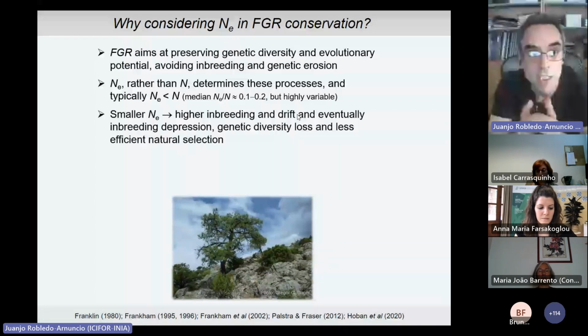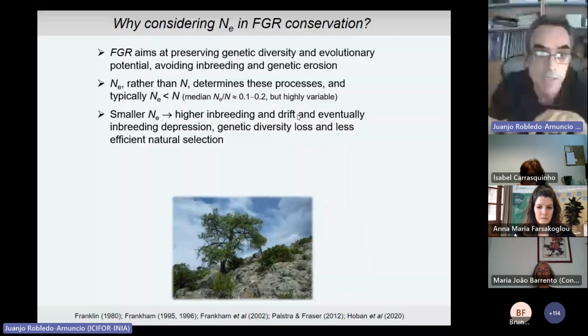So the lower Ne is, the higher the inbreeding rate and the higher the drift, and eventually the higher the inbreeding depression, genetic diversity loss, and the less efficient natural selection.